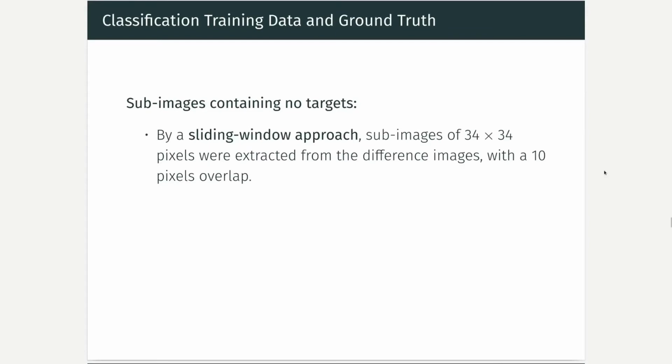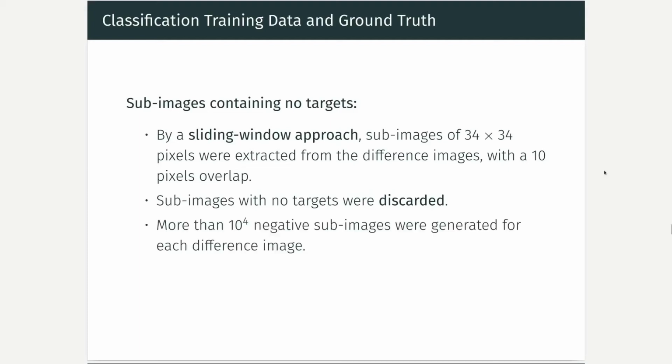For the classification ground truth, with a sliding window approach, we cut the 24 SAR difference images into sub-images of 34 by 34 pixels with a 10 pixel overlap. In the end, we had more than 10 to the 4th negative sub-images, because the sub-images with targets were discarded, and the value of y equals 0 is associated to each sub-image.